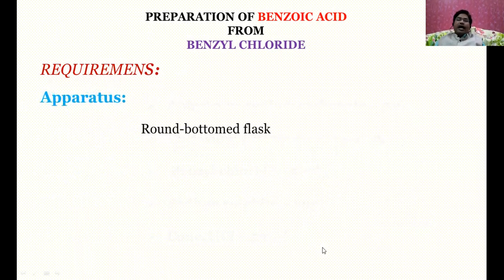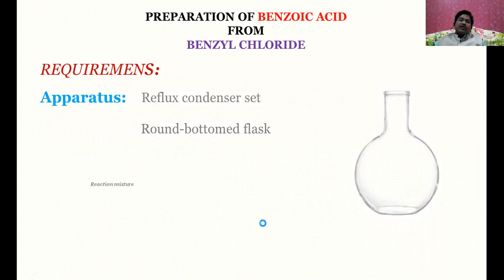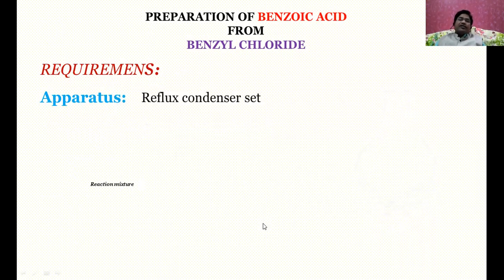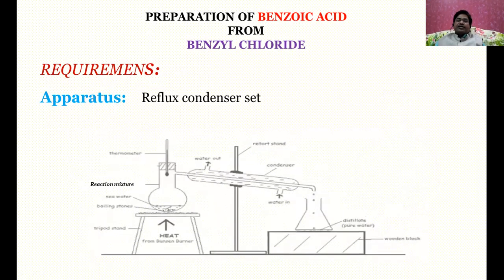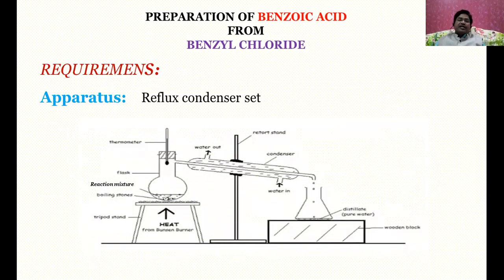Then what are the apparatus involved? You know what a round bottom flask is. Another one is the reflux condenser set. Here we will take a reaction mixture in the round bottom flask, and heat is supplied from a Bunsen burner or another source of heating. Boiling stones are placed to avoid bumping, and we'll keep a thermometer to maintain the temperature.